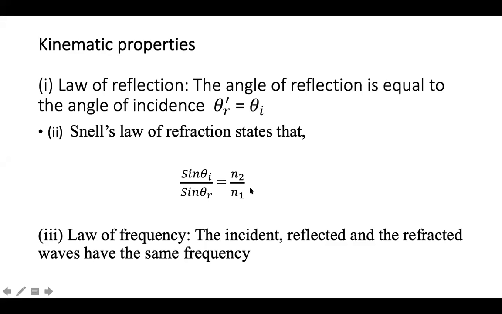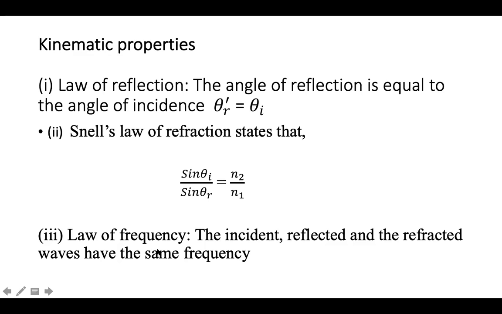And then Snell's law says that sin theta i by sin theta r, angle of incidence by angle of refraction, is equal to n2 by n1, where n2 and n1 are the refractive indices of the two media which we are taking. What are the two media? For example, if light is passing from air medium to the glass medium, it is trying to bend. So n1 will be the refractive index of the air medium, and n2 will be the refractive index of the glass medium.